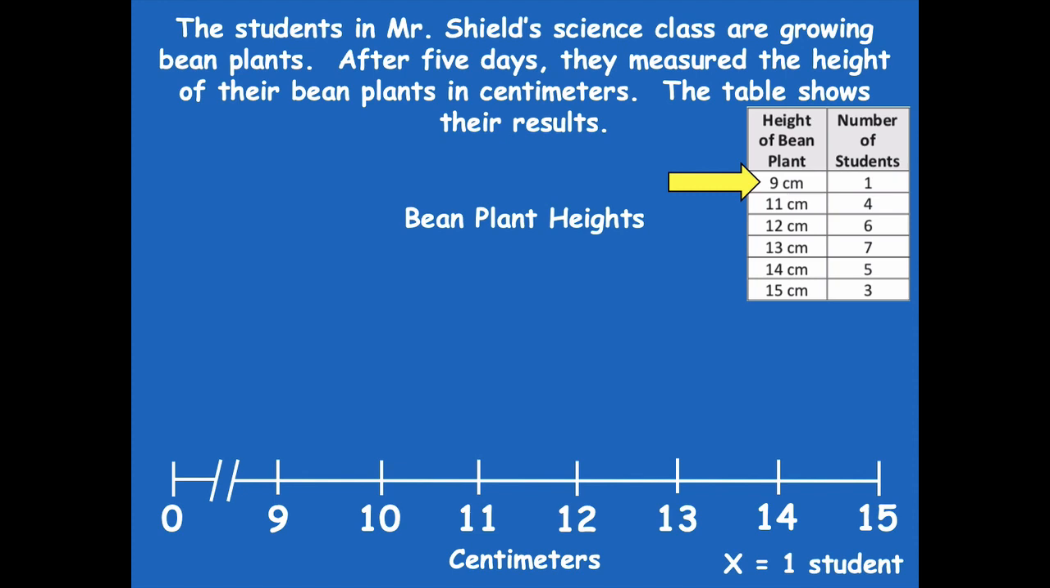So we're going to start at 9 centimeters. There is one person that had 9 centimeters, so they get 1 x. We move to 11 centimeters. There were 4 students who had a bean plant that was 11 centimeters, so they get 4 x's. Now, friends, notice there's no 10 on our chart, so that's why I skipped over that. You still have to include that on your number line, though, to show that no students had a bean plant height of 10 centimeters, okay?